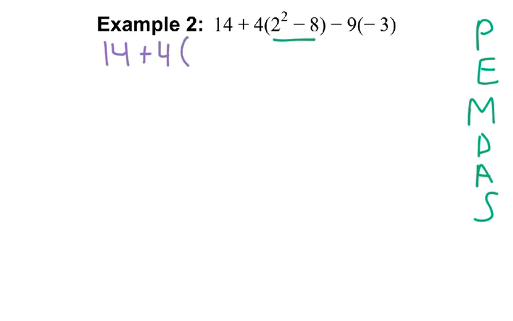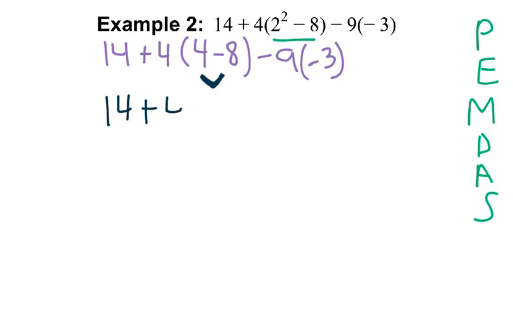And 2 squared gives me 4. Okay, so I'm just going to replace that with 4. And again, keep everything else the same. Next, I need to simplify what's in this parenthesis here. Okay, so we're going to have 14 plus 4 times 4 minus 8 gives you negative 4 minus 9 times negative 3.